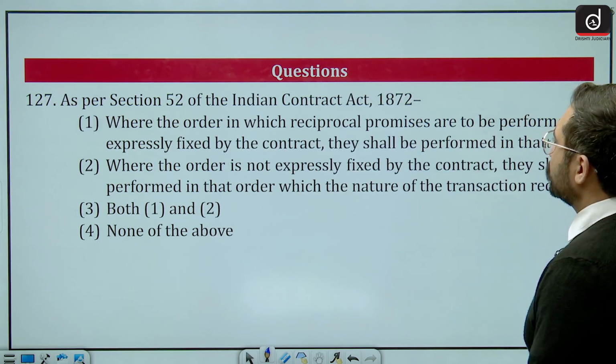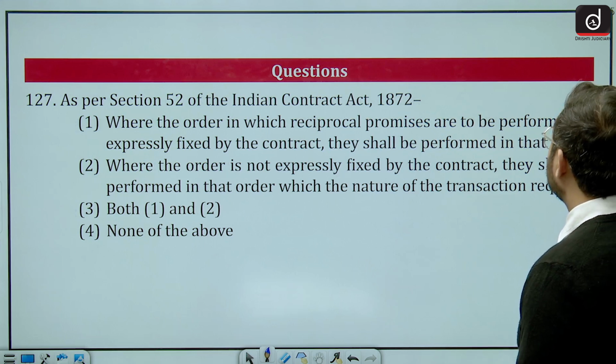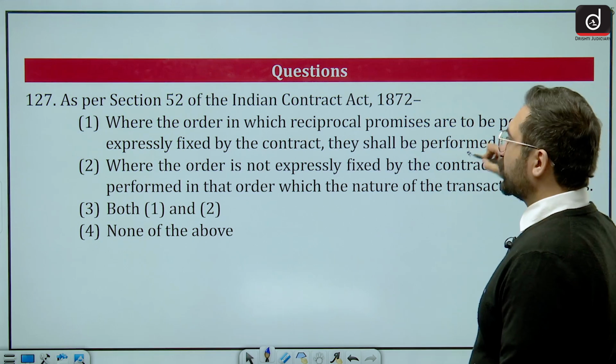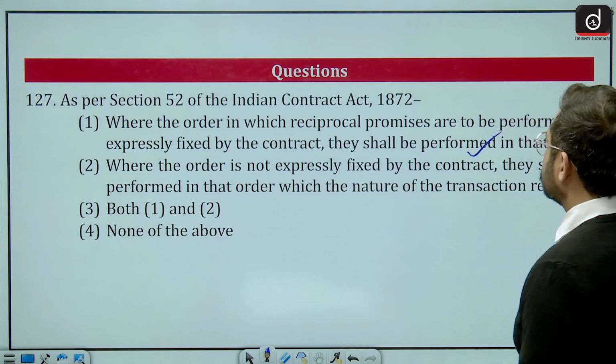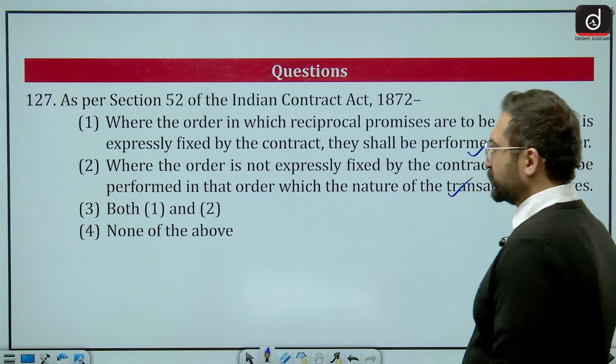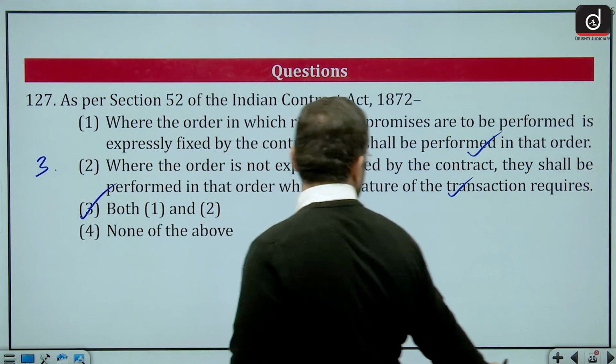As per Section 52 of Indian Contract Act, where the order in which reciprocal promises are to be performed is expressly fixed by the contract, they shall be performed in that order. Correct. Where the order is not expressly fixed by the contract, they shall be performed in the order which the nature of transaction requires. Correct. ऐसा ही exactly लिखा हुआ है Section 52 में.